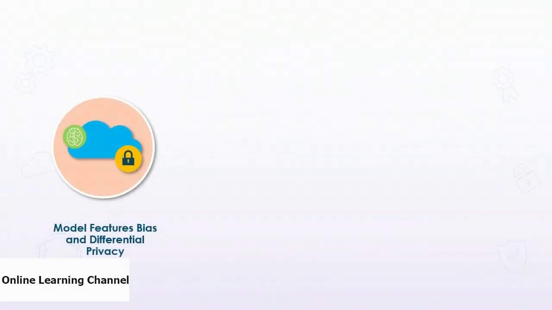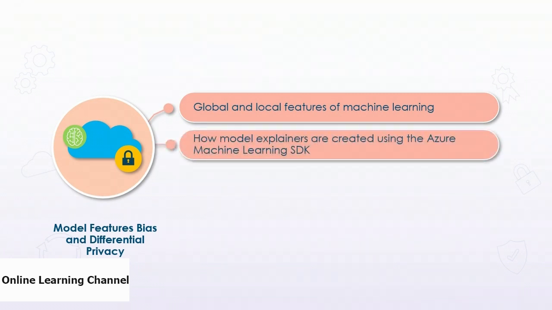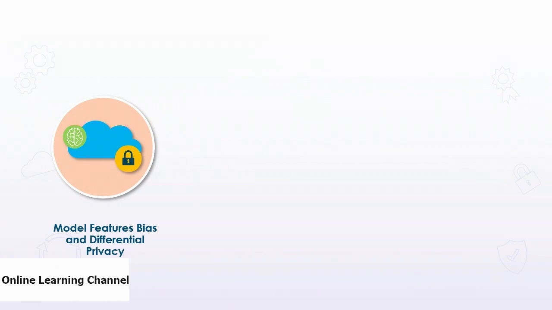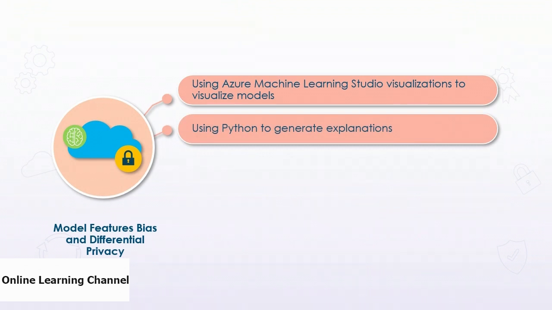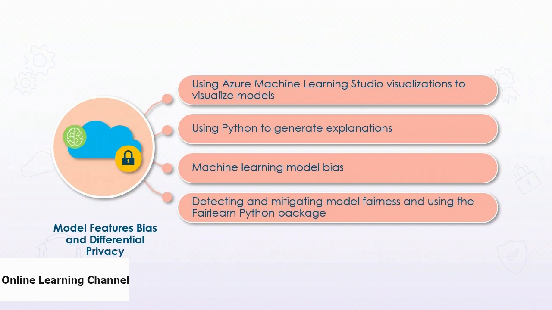So in this course, we've examined model feature bias and differential privacy. We did this by exploring global and local features of machine learning, how model explainers are created using the Azure Machine Learning SDK, creating an explainer and uploading an explanation, using Azure Machine Learning Studio visualizations to visualize models, using Python to generate explanations, machine learning model bias, and detecting and mitigating model fairness using the Fairlearn Python package.